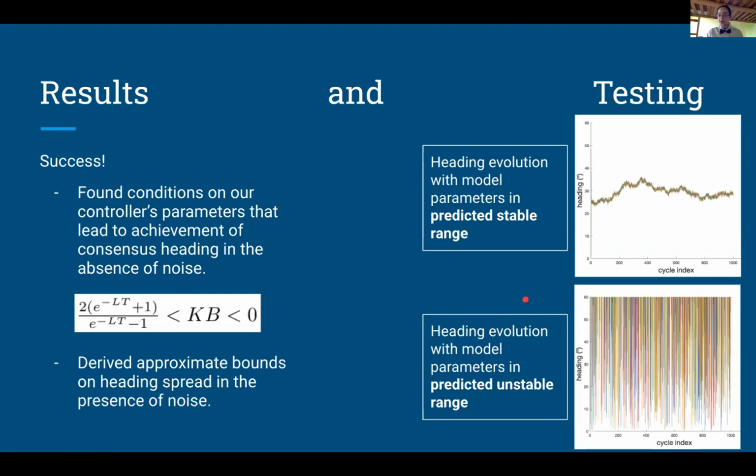And you can see that only in the first run do the headings of all the different fish converge to a narrow band and then stay that way for the rest of the trial. Whereas in the second run, where the inequality is not satisfied, the headings are going all over the place, not even close to being in agreement. So what we found in the MATLAB simulations matched what we expected from the math.